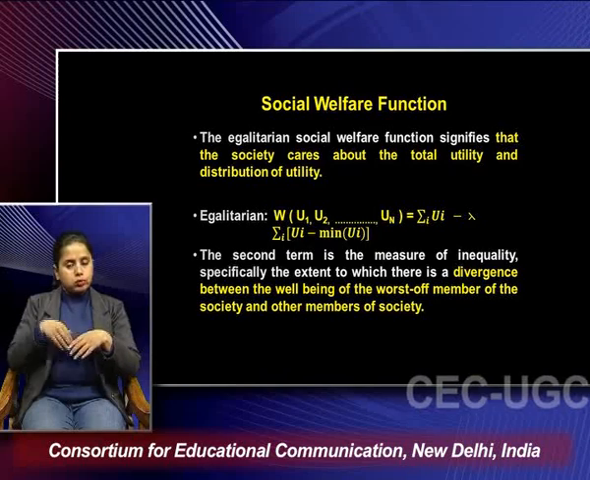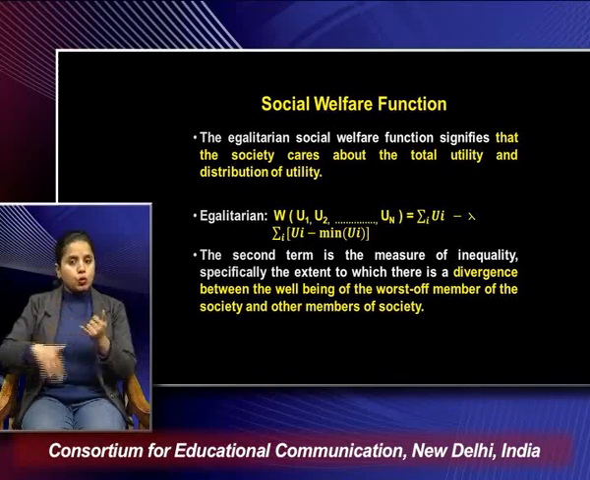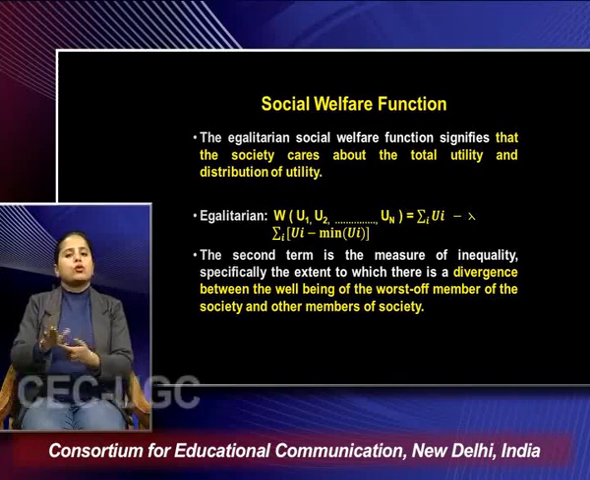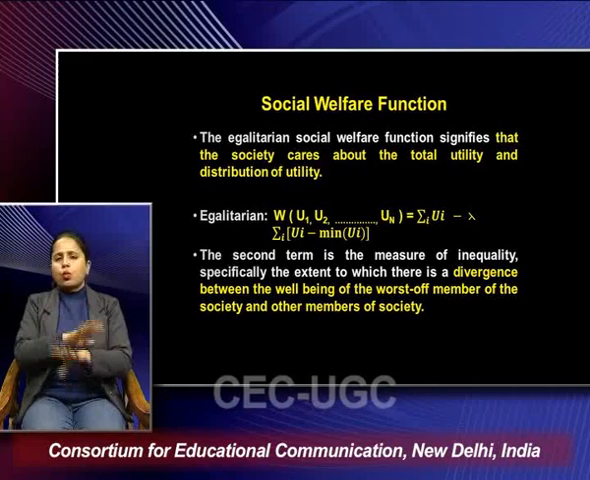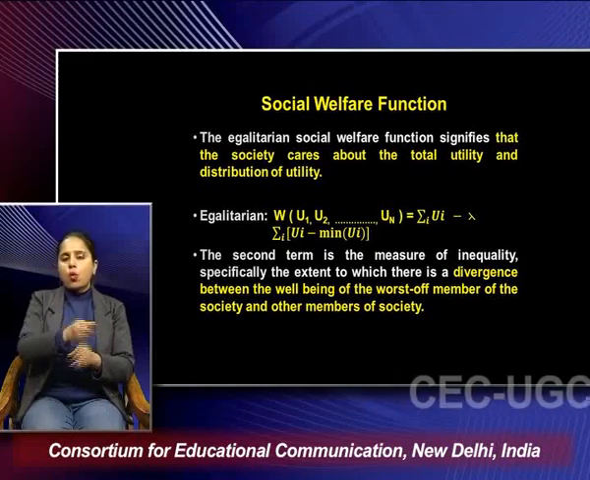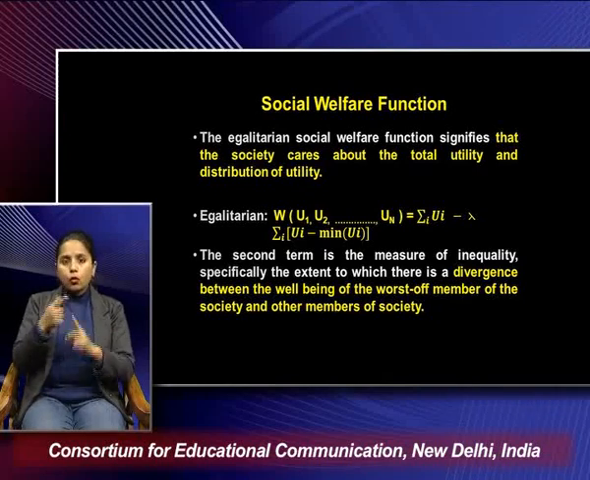So the first social welfare function is also known as utilitarian. It can be of different forms. All weights may be given equally, or different people's utility can be weighed differently based on the income category. The egalitarian social welfare function signifies that society cares about the total utility and the distribution of utility. Distribution of utility here is very important.